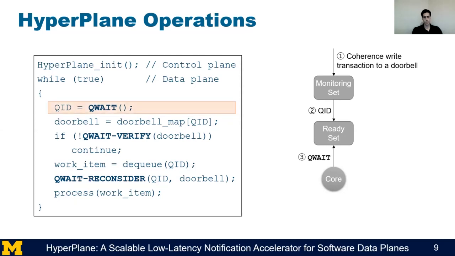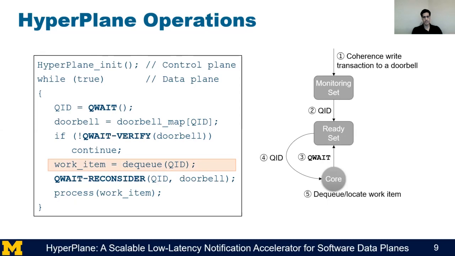When a core calls queue-wait, the ready set chooses one of the ready queue IDs based on a specific service policy that I'll talk about more next, and returns the chosen queue ID to the core. The core first verifies if the queue is in fact ready using the queue-wait verify instruction. A false ready queue ID may be returned, for example, due to false sharing.